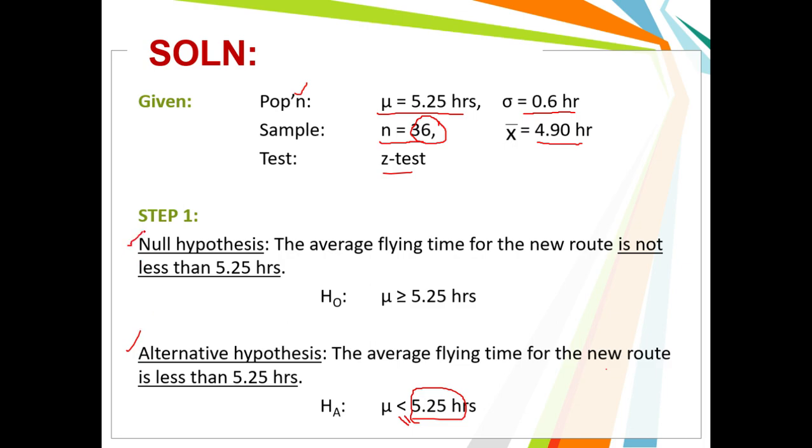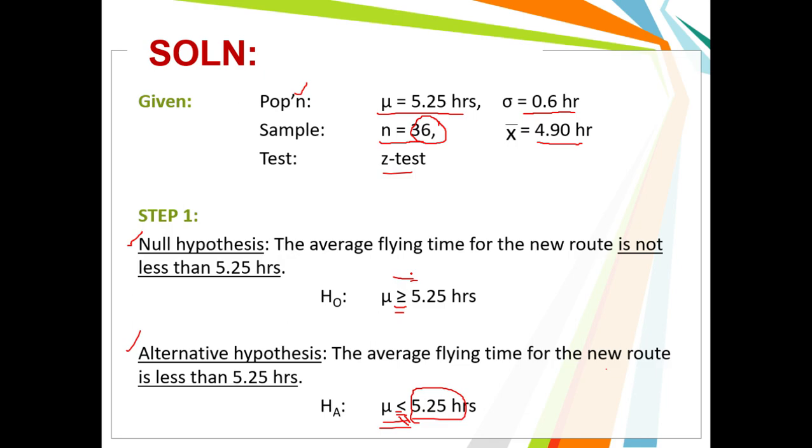Okay? So anong opposite ng less than? That is greater than and equal. So ang average time ng new route is not less than. So hindi siya less than 5.25 hours or that is equal or greater than 5.25 hours yung kanyang flying time. So the null and alternative must be the exact opposite of each other. Okay? So less than yung ating alternative hypothesis, therefore yung ating null must be greater than and equal.